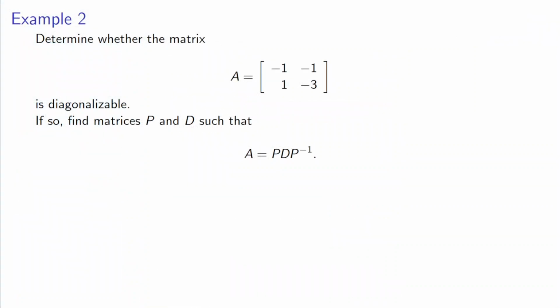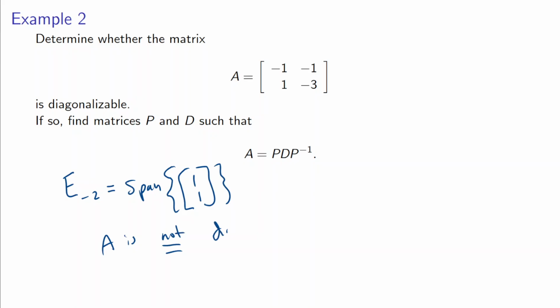So if we come over here, again, we'd have just the one eigenvalue, -2. E sub -2 is the span of 1, 1. And so A is not diagonalizable because we do not have enough linearly independent eigenvectors to form a basis for R2. And that's where we will end a question like this, because if it's not diagonalizable, then there's no use in trying to construct this P and D matrix. We're not going to be able to.